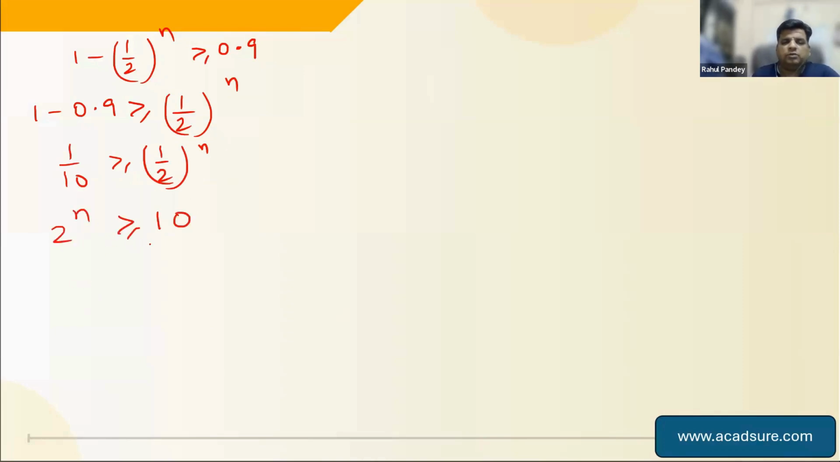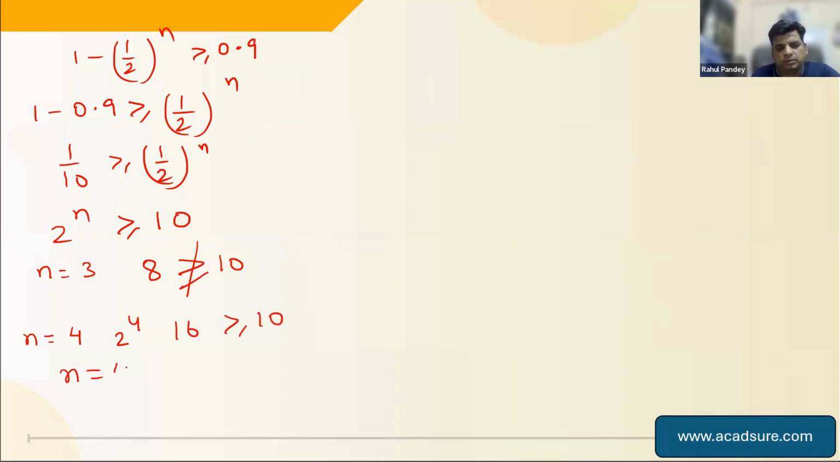Now I have to find the least value of n for which 2 power n is more than or equal to 10. For n equal to 3, it will be 8. 8 is not more than or equal to 10, so 3 is the wrong answer. n equal to 4 would give 16, which is more than or equal to 10, so n is equal to 4.